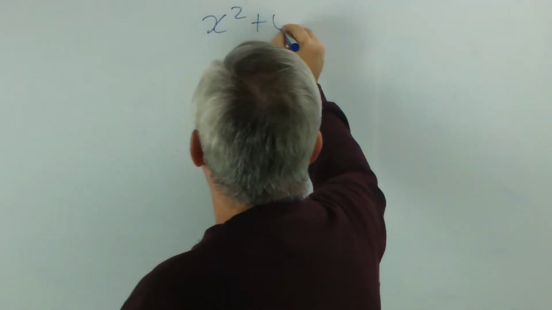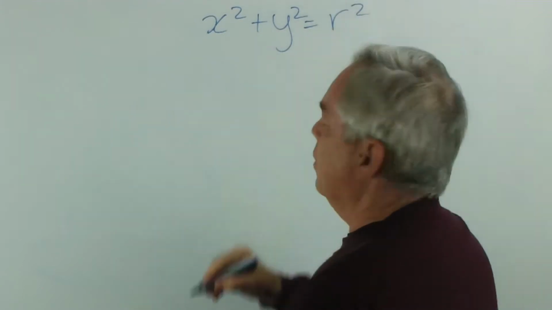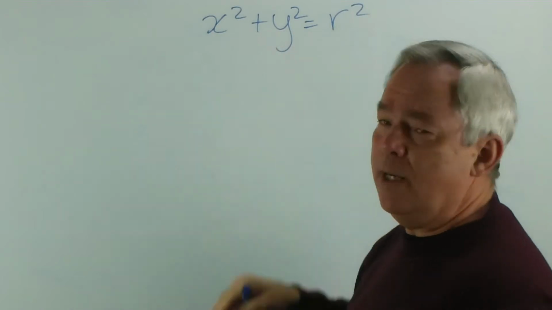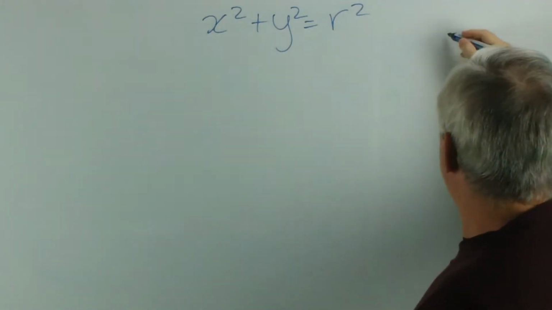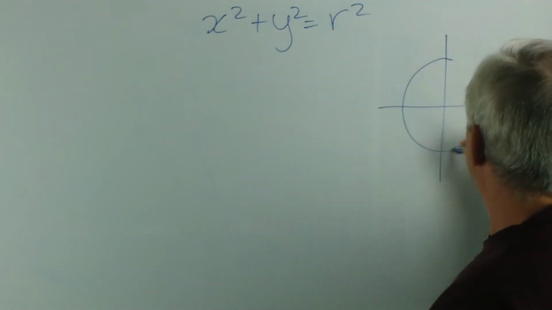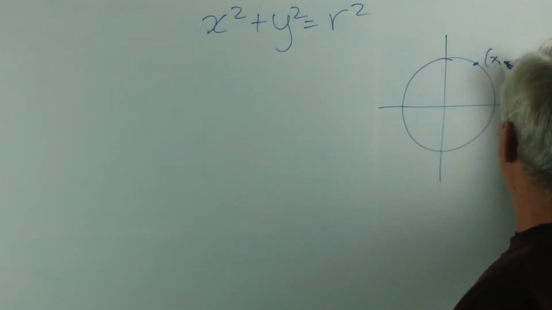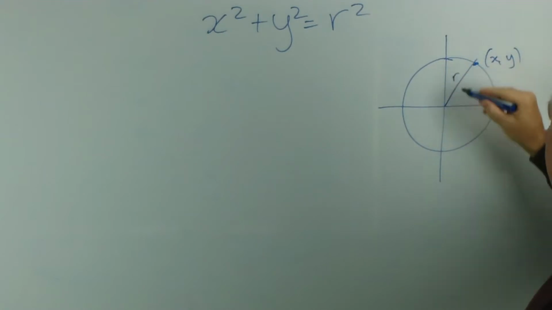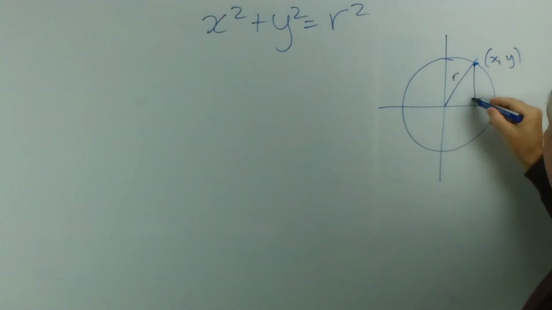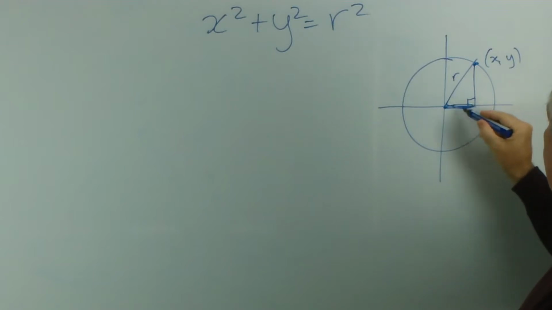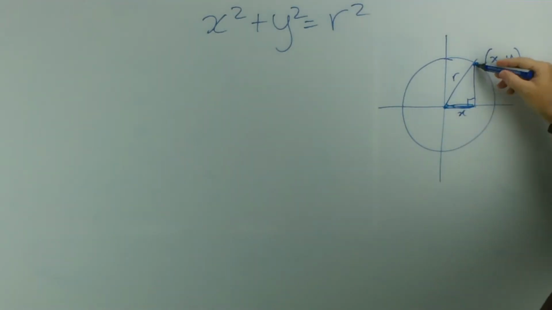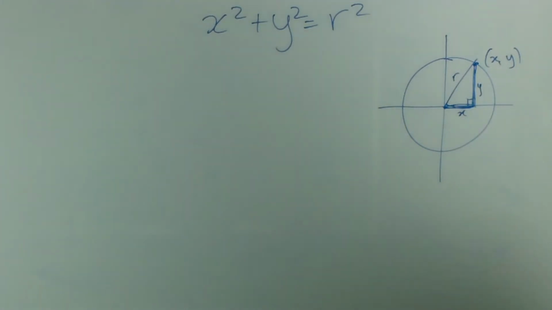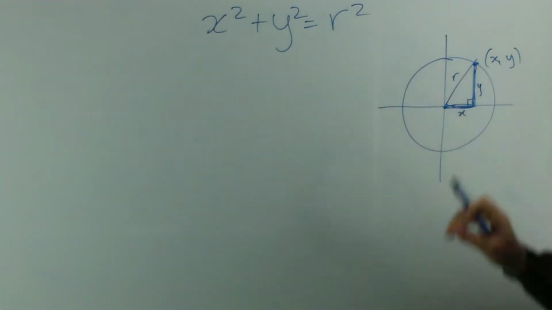The basic equation for a circle looks like that. It looks like Pythagoras' theorem, where x and y are the x and y value at any position on the circle, and r is the radius of the circle. And you can see that if that's the x distance to the point, and this is the y distance to the point, then x squared plus y squared equals r squared, because we have a right angled triangle.